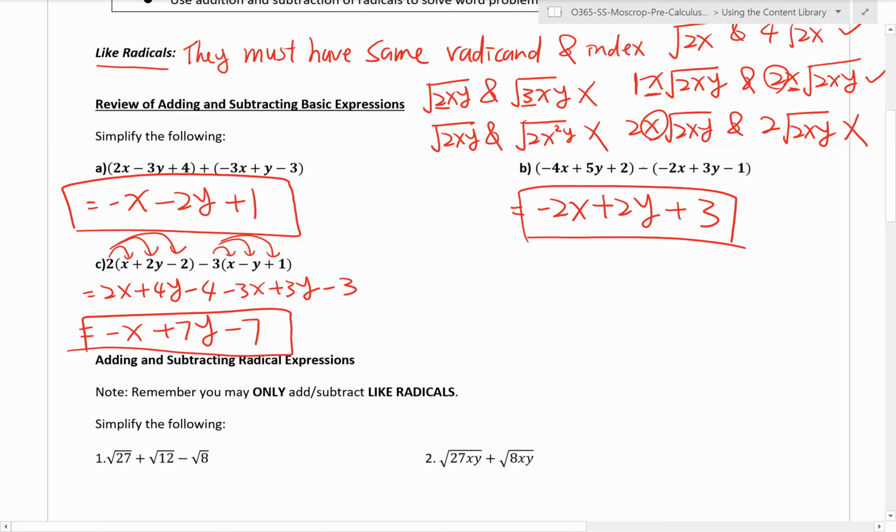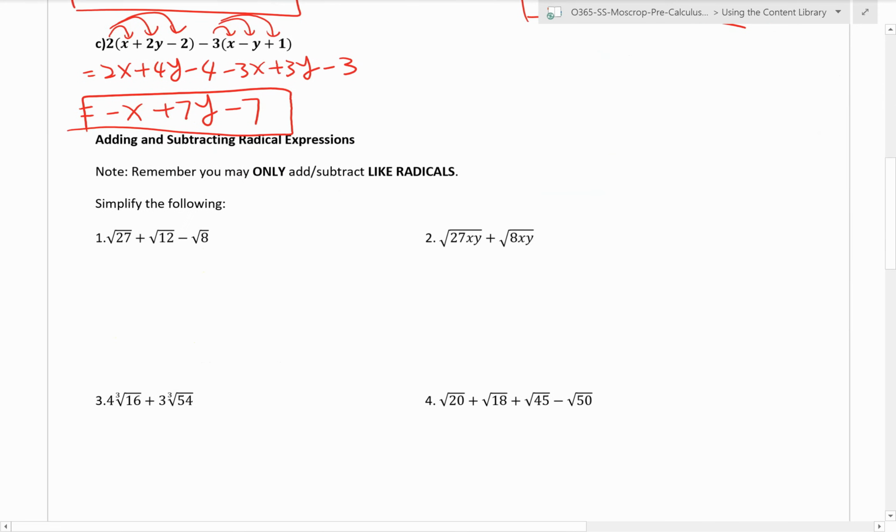Okay, now let's get to it. Radicals. So again, remember, you may only add and subtract like radicals. Like radicals only. Okay, problem. Not like radicals, right? Root 27, root 12, root 8, they are not the same radicands. However, we can turn them into like radicals, right?